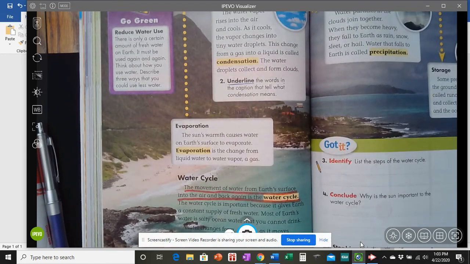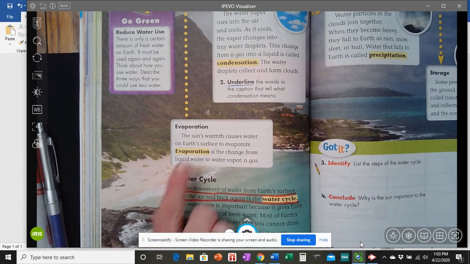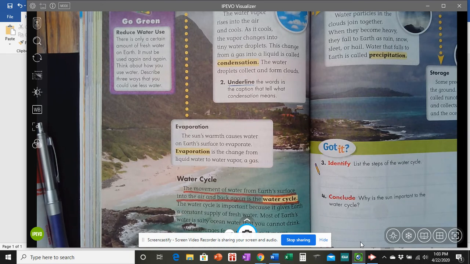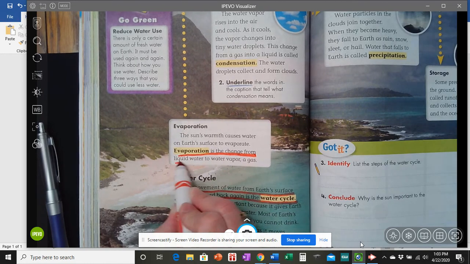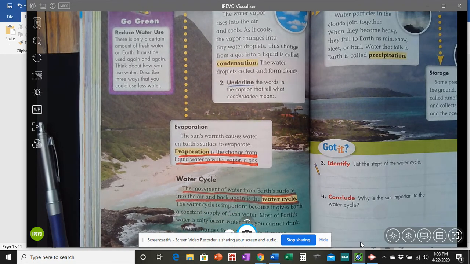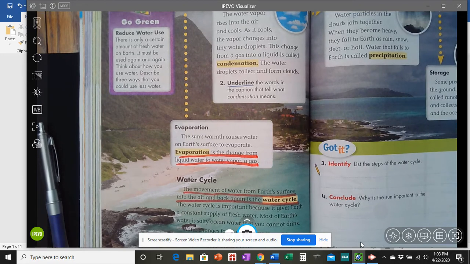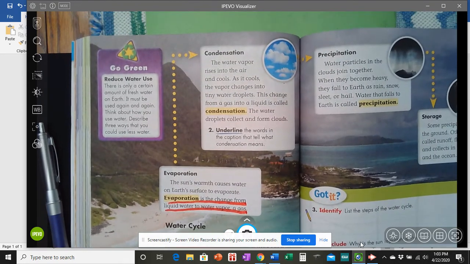We're going to start with evaporation. The sun's warmth causes water on Earth's surface to evaporate. Evaporation is the change from liquid water to water vapor, a gas. And I'm going to underline that also. I'm going to follow the arrow up to condensation.